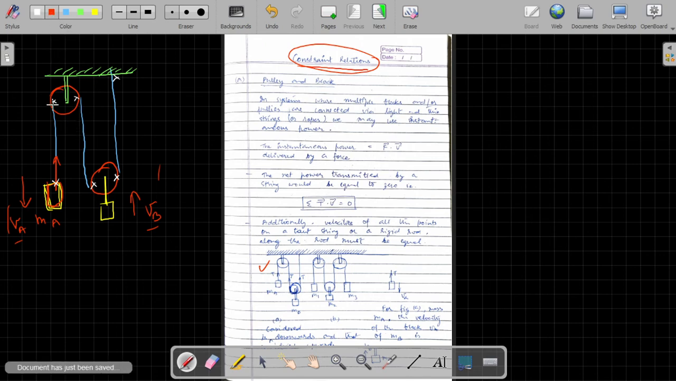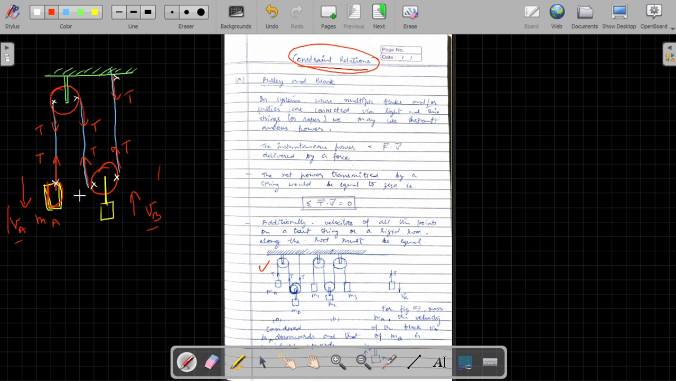So let us start. Let's say the tension in the string is some T, and since this is a single string, the tension is going to be T everywhere, and that is the point which we learned, that the tension in a massless string is going to be the same everywhere. Tension acts along the string, and tension T acts downwards on the roof.